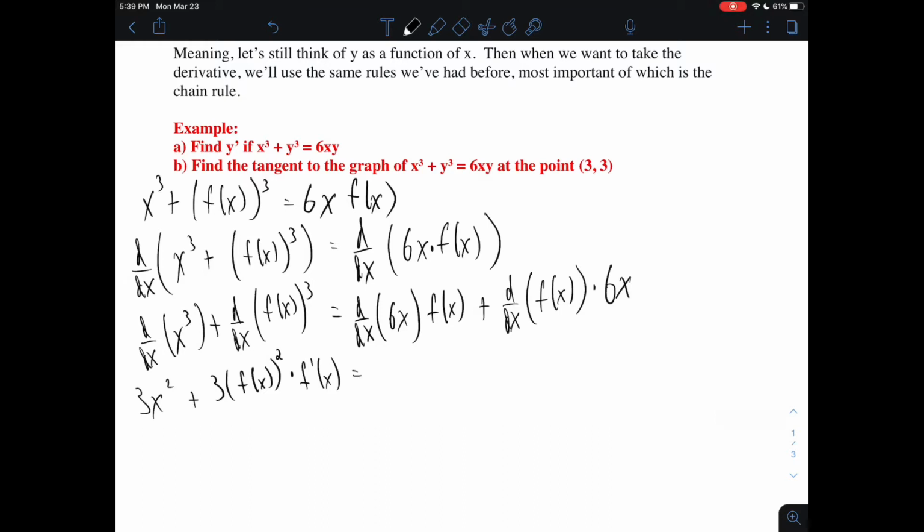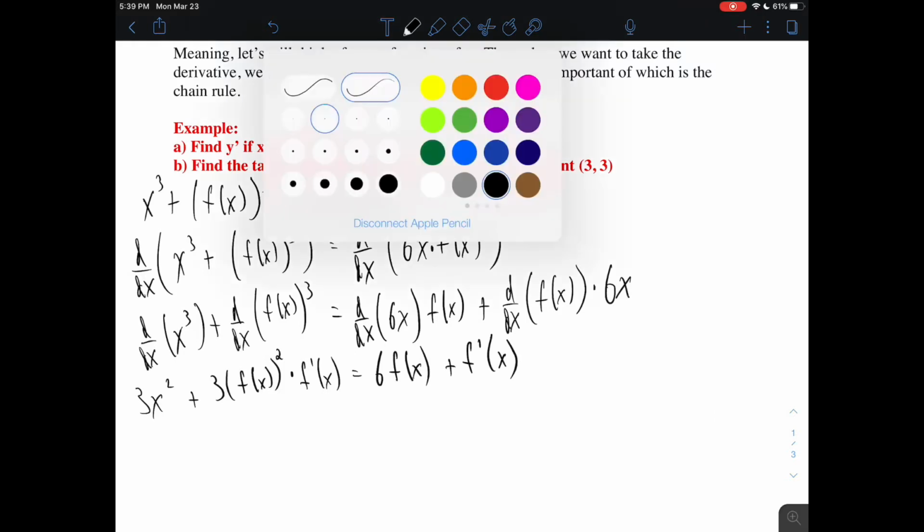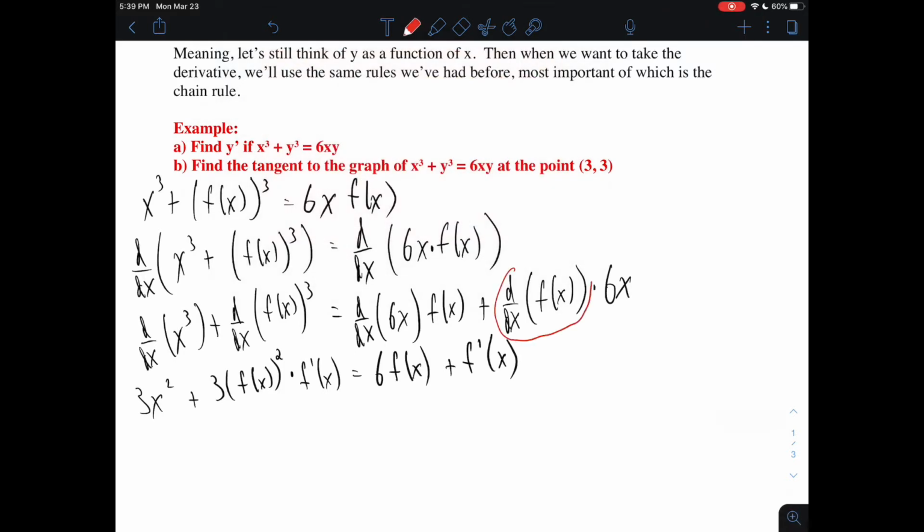And then on the right-hand side, the derivative with respect to x of 6x is 6. And then the derivative with respect to x of f of x, again notationally, that's just f prime of x. All we've done is take the derivative with respect to x of f of x, that clunky notation, and just replaced it with f prime of x, something we've already seen before. So now if you notice, you have f prime of x, which is the same thing as y prime. So really all we have to do is just get that all by itself.